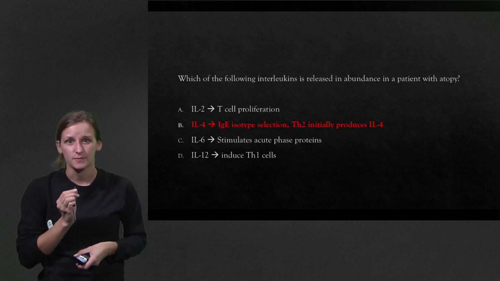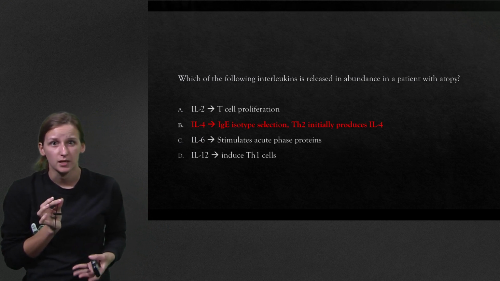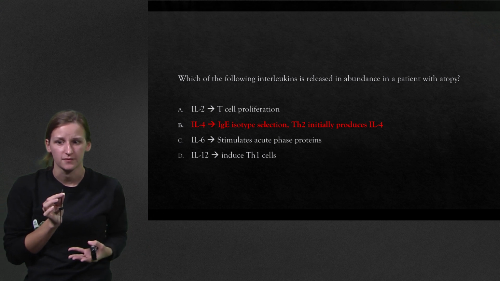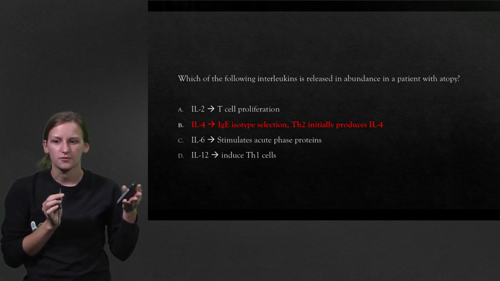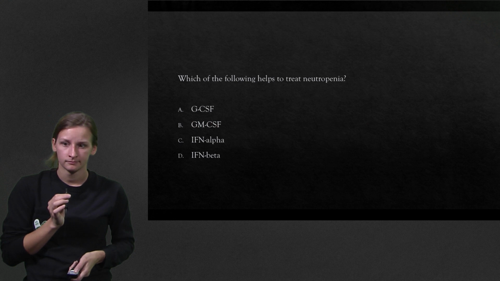All right, so this one's going to be IL-4. This one's indicated in IgE production. You're going to have high serum concentrations of it. And then I've got just examples of what the other interleukins do.